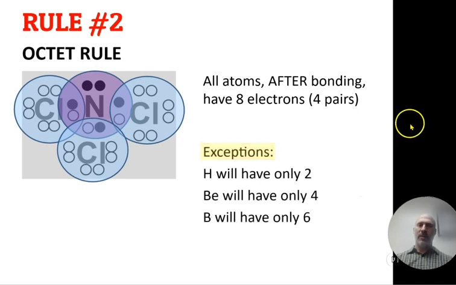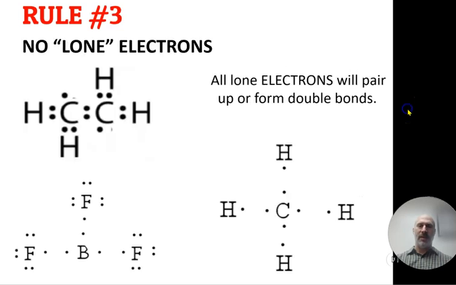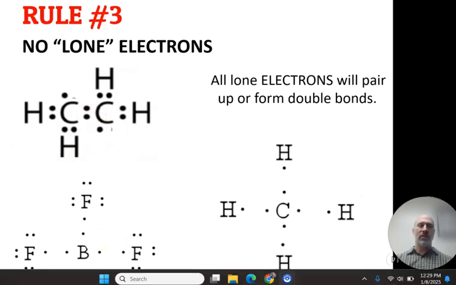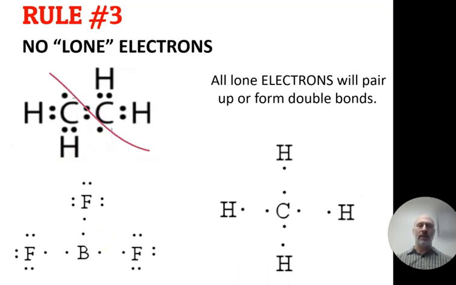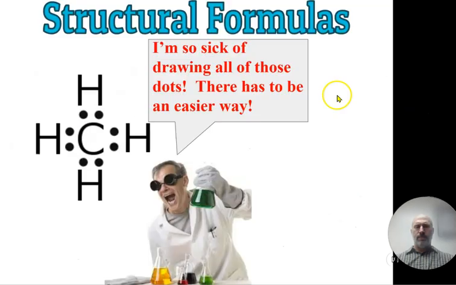Now, of course, in chemistry, there are exceptions. Hydrogen only has to have 2, beryllium only needs 4, and boron only needs 6. Everything else has to have 8. And then no lone electrons. So these are examples of Lewis dot structures that are incorrect, because they have these lone electrons. So those are all wrong.